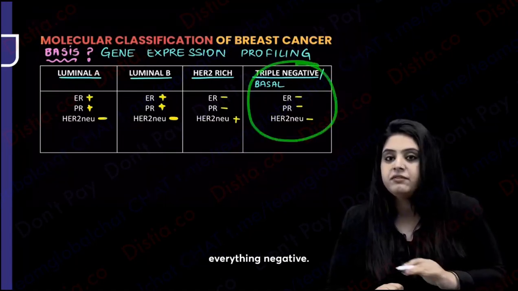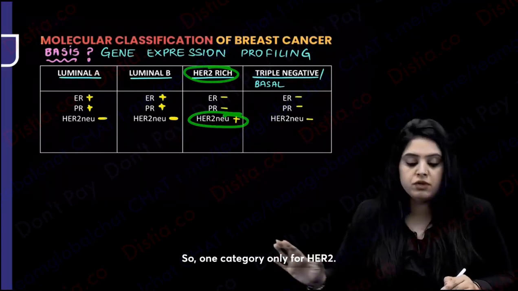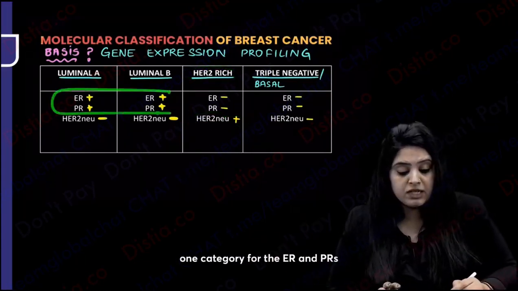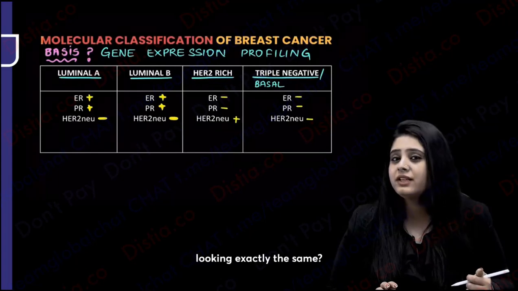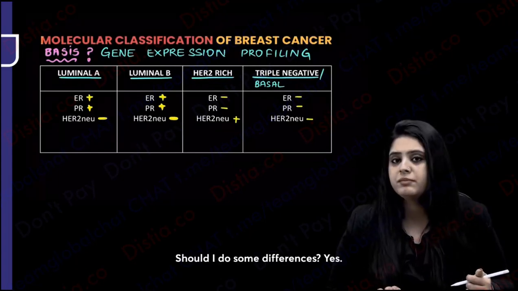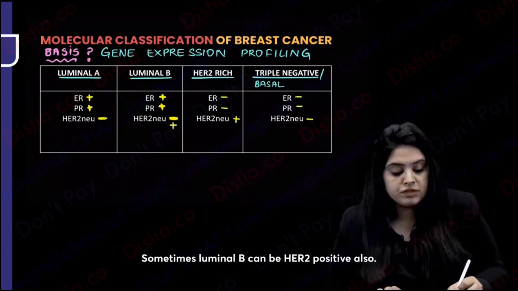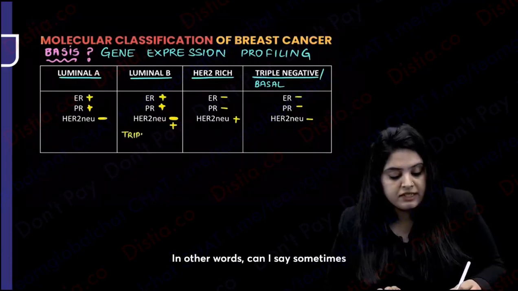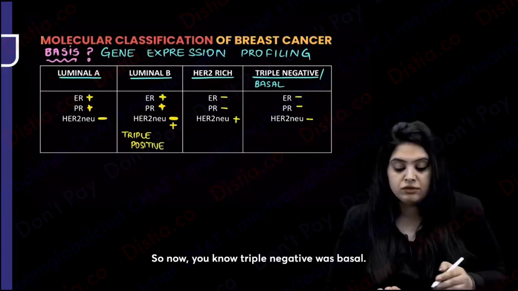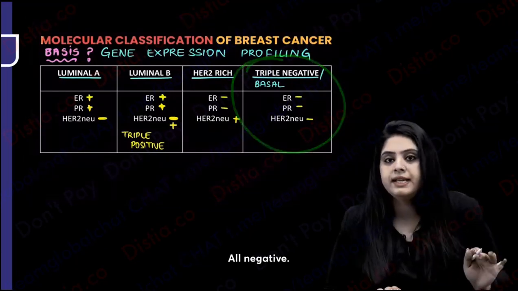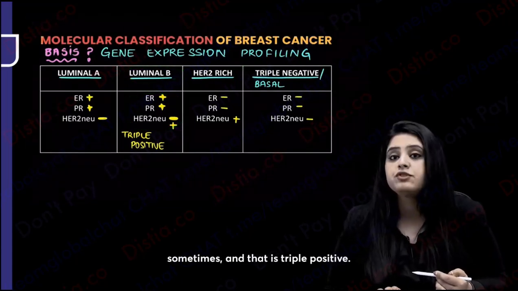Remember, triple negative means everything negative. HER2 rich means only and only HER2 is there. So one category only for HER2. So this means there has to be one category for ERs and PRs. And those categories are known as luminals. But over here, isn't luminal A and B looking exactly the same? Should I do some differences? Yes. Sometimes luminal B can be HER2 positive also. In other words, can I say sometimes it can come across as a triple positive variety? So now you know triple negative was basal, all negative. But luminal B can sometimes be everything positive, and that is triple positive.